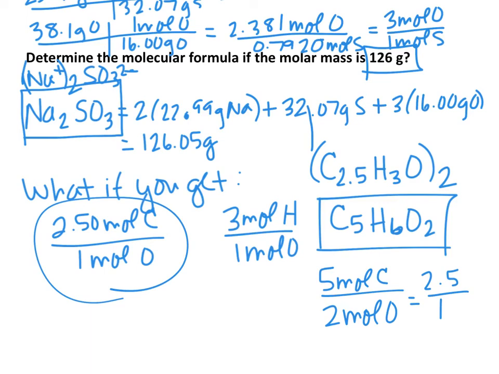So if you're really close to a whole number, within a tenth, rounding is fine. If you're not, you're going to have to figure out what you have to multiply by in order to get rid of the decimal. So like 0.33, you would multiply by 3. 0.25, you would multiply by 4. But you don't want to round these or you'll end up with the wrong formula.